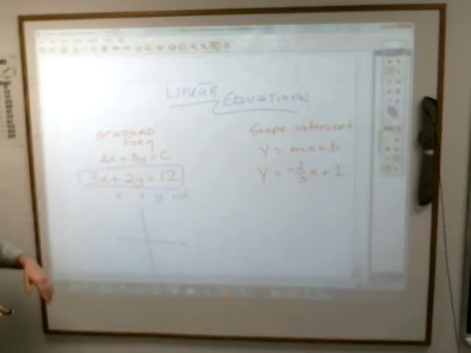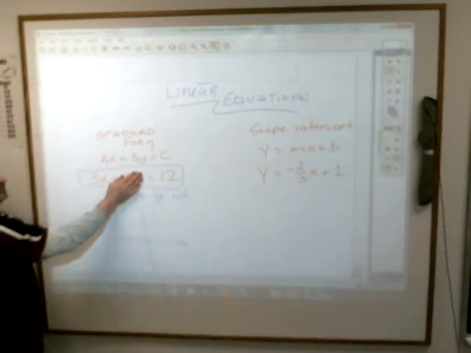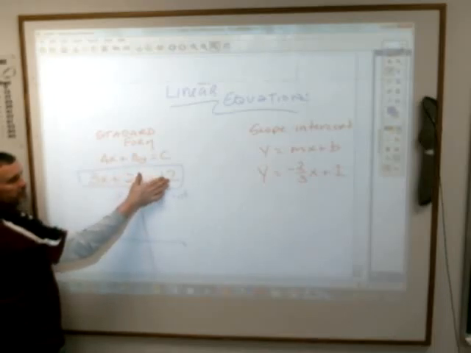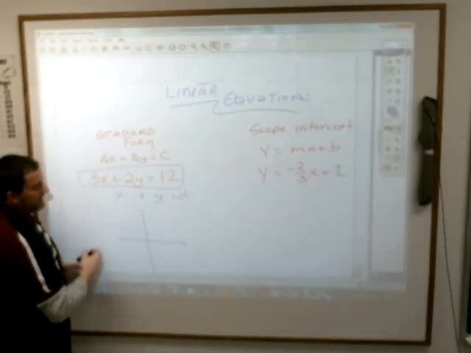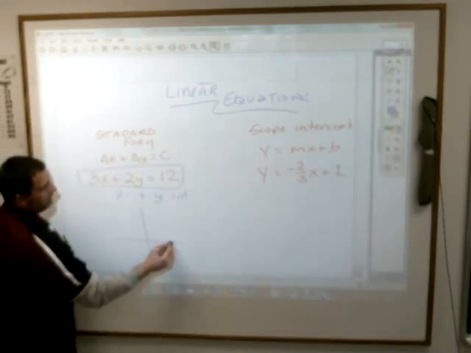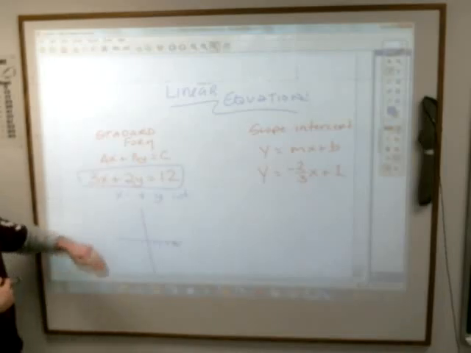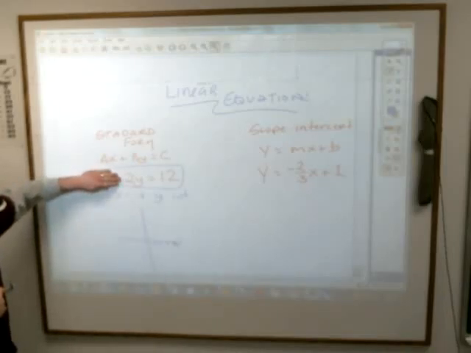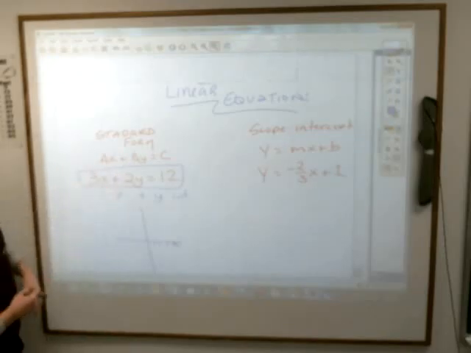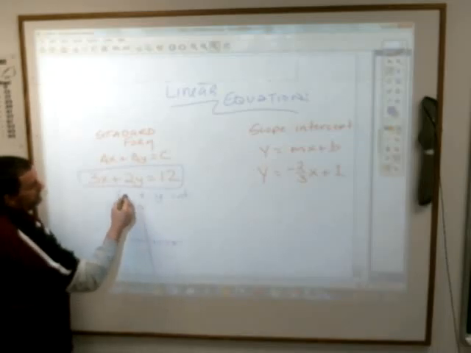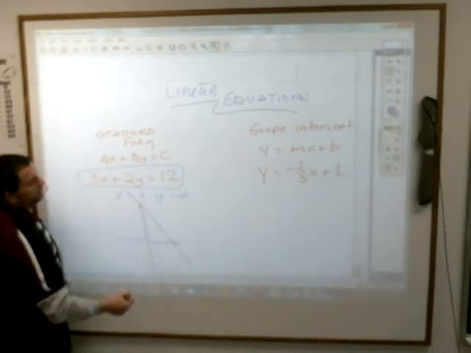To figure out where it crosses the x-axis, cover up the y term, solve it for x. What do I get of 3x? 3 times what number is 12? 4. So on the x-axis at 1, 2, 3, 4, you put a dot. Do the same thing for y, cover up the x. 2 times what number is 12, 6. So at 1, 2, 3, 4, 5, 6, you put a dot. There is your graph of that line.